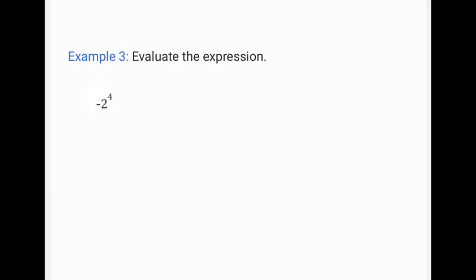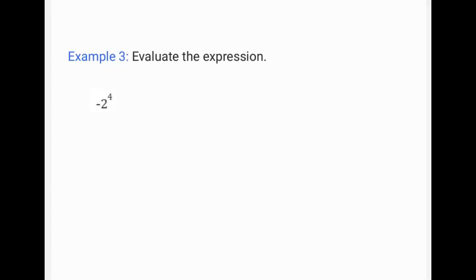Example 3 says evaluate the expression, so we're going to go ahead and work this out. Now notice this problem is a little different from the previous example 2. I have a base of -2 and the exponent is 4. Now the 4 belongs to the base of 2 and the negative is by itself, whereas in example 2 I had the whole thing in parentheses for the -7.